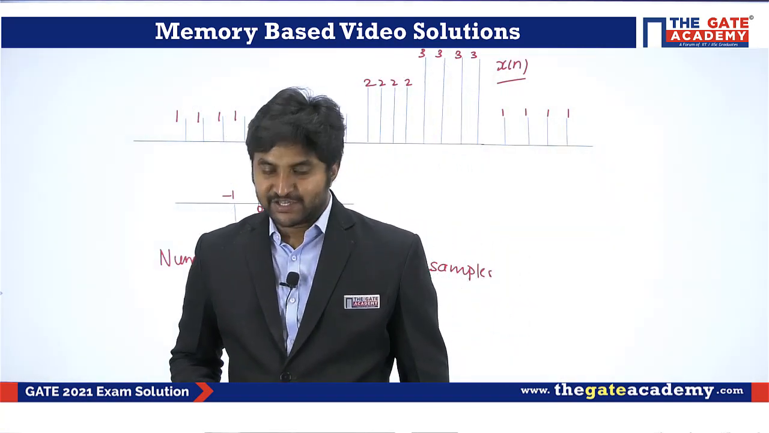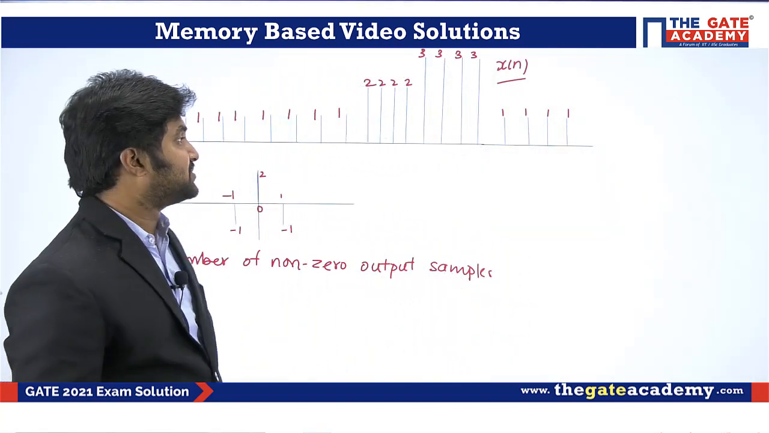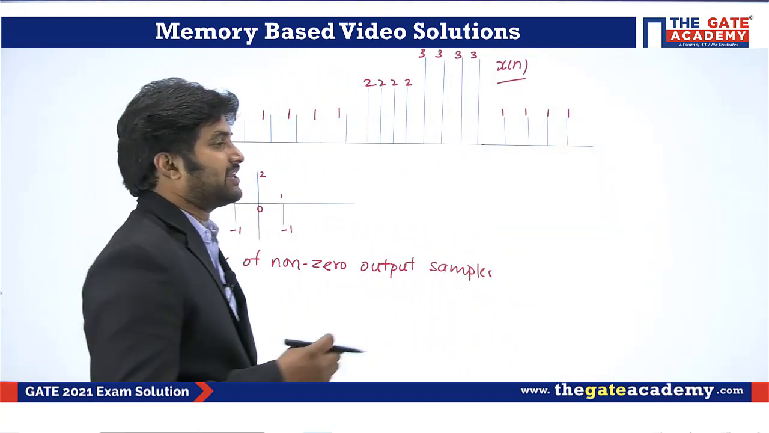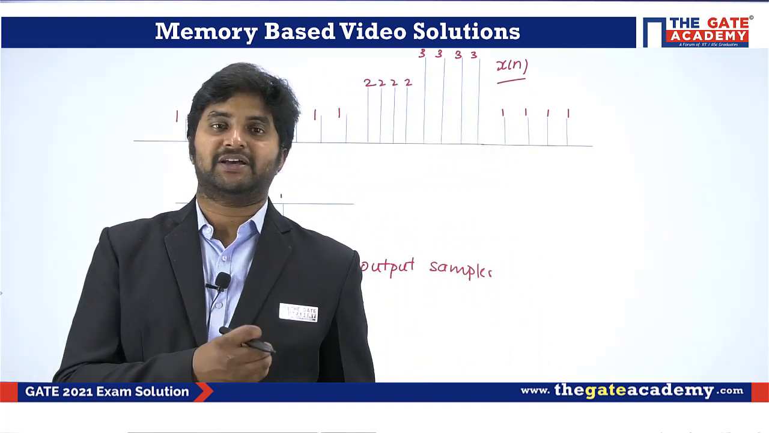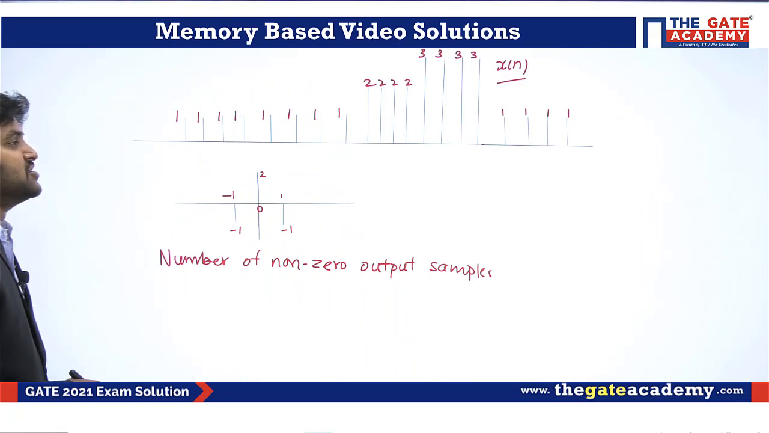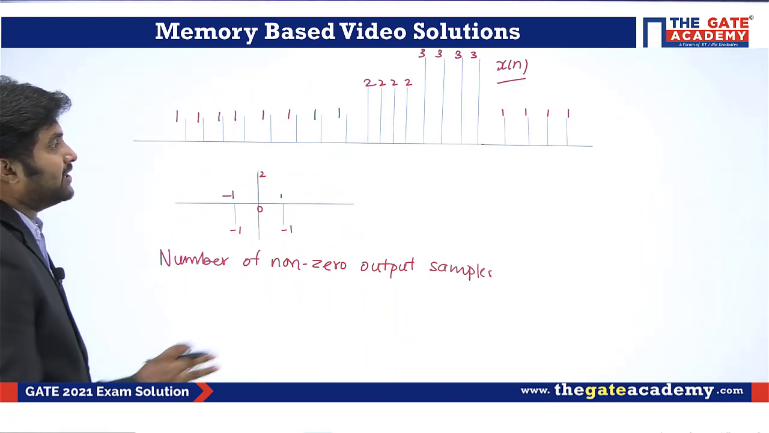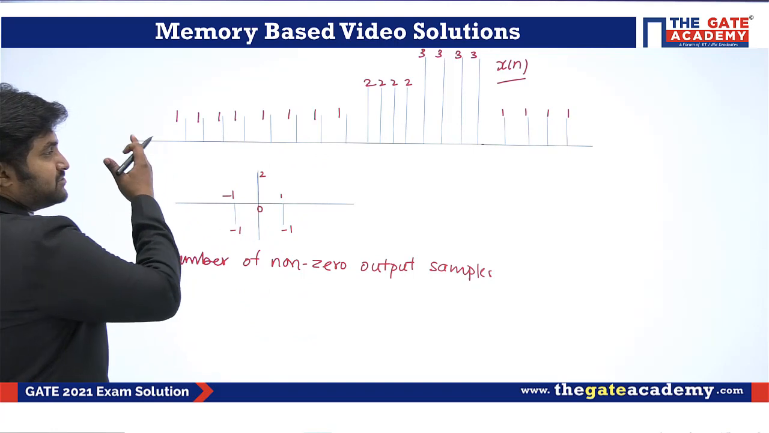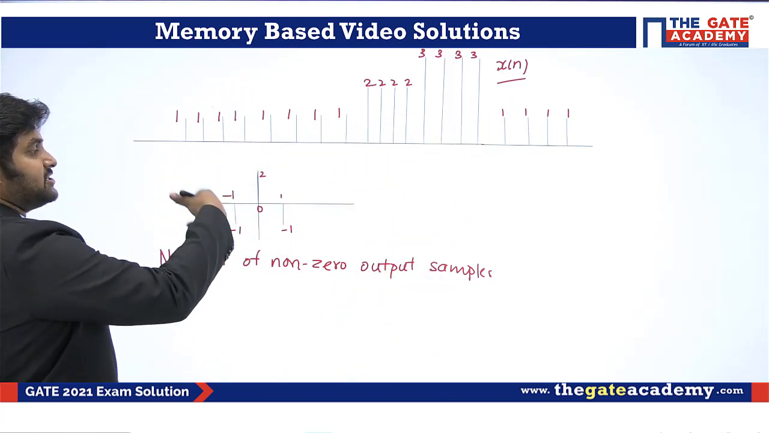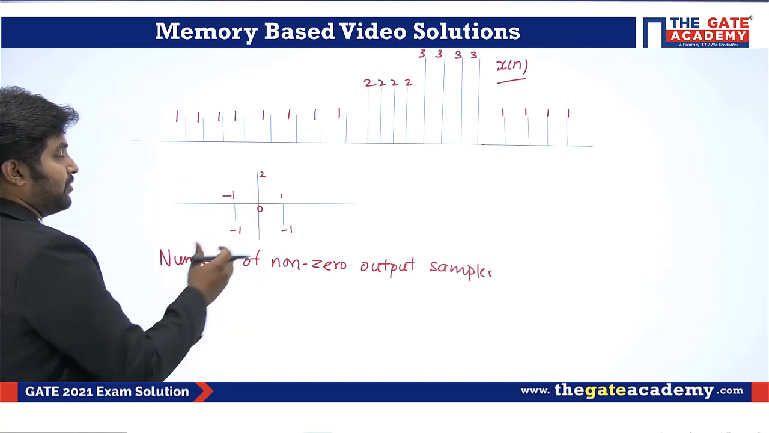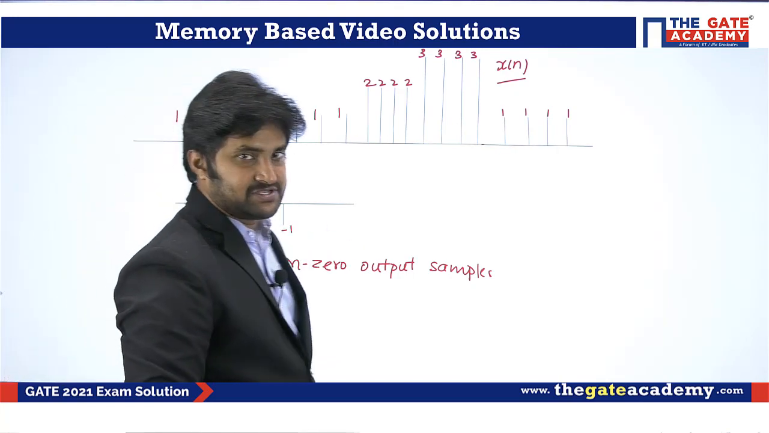So my dear students, let us enter into the third question of signals and systems. This is one of the tricky questions that has been asked in signals. Generally, the complete paper is easy, but this question is a little bit more tricky. So here the input is given to us. It seems to be very long, right? It's passed through the impulse response. Now, the number of non-zero output samples is the question.